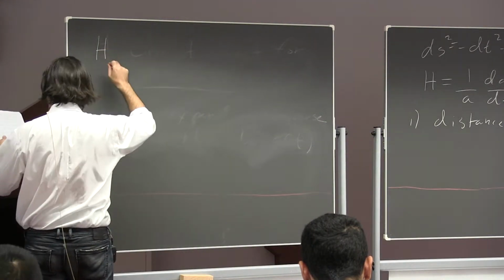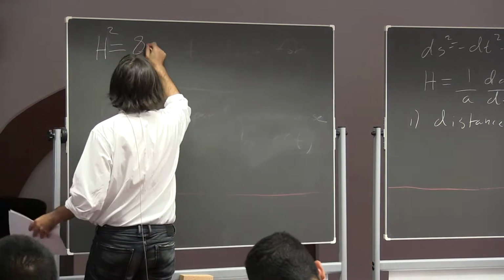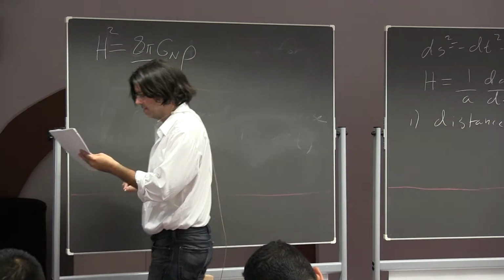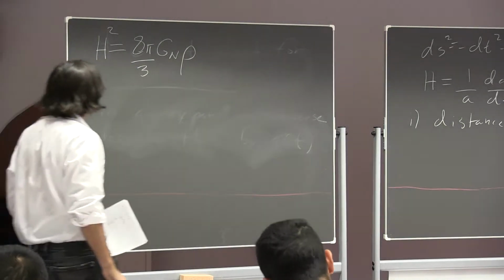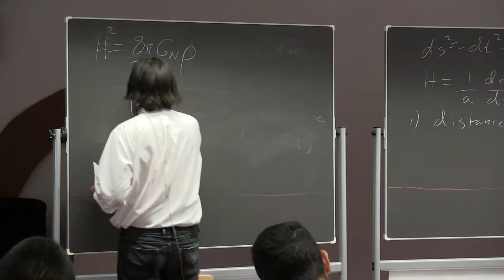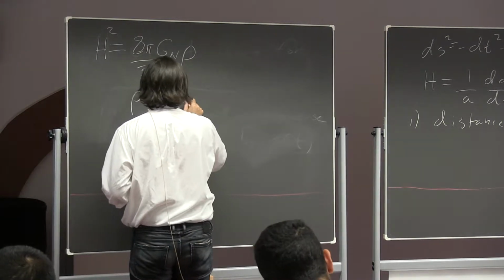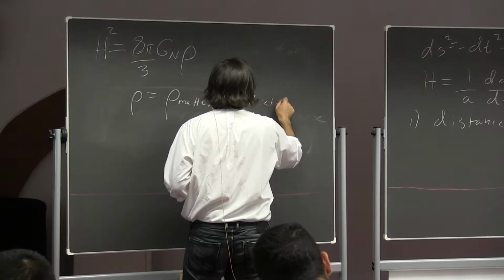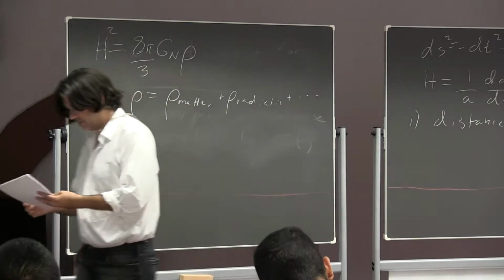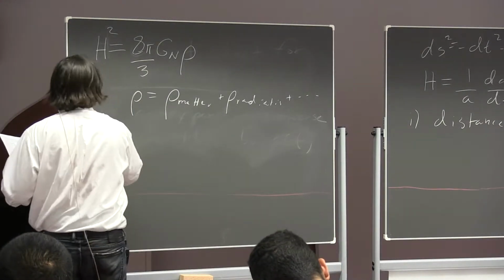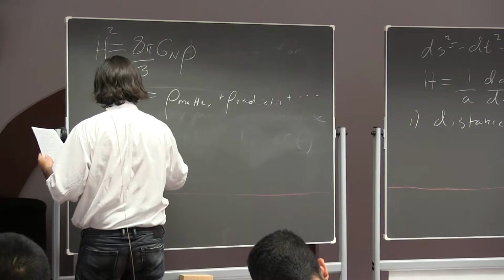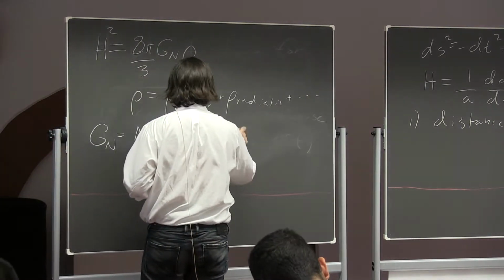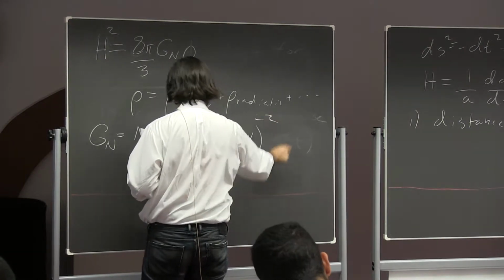Now, in a flat universe, we also learned this simple relationship that the Hubble parameter squared is proportional to the energy density rho, where rho is the energy density in matter plus the energy density in radiation plus whatever you want, any form of energy density. And Newton's constant is just set by the Planck mass of approximately 10 to the 19 GeV to the minus 2.